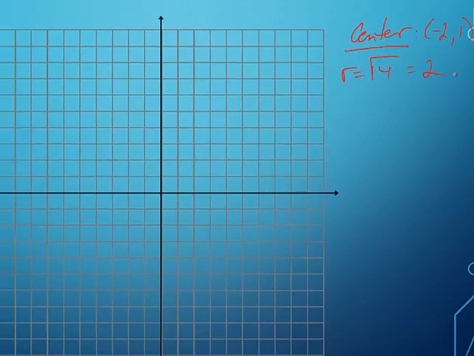So now let's go ahead and plot our center. So negative 2, positive 1. And then go up 2, right 2, down 2, and left 2. And create your circle. There you have it.